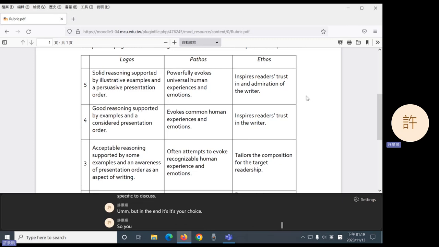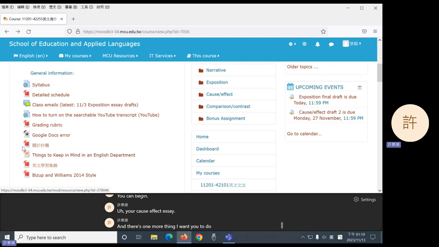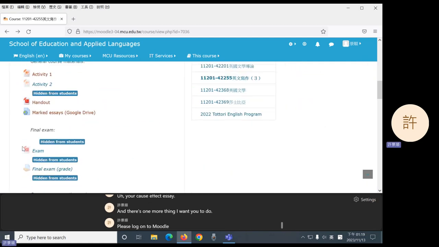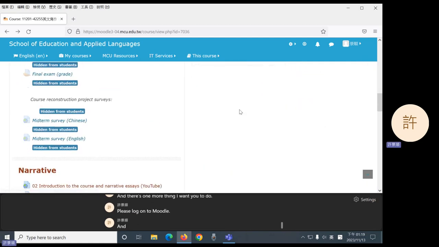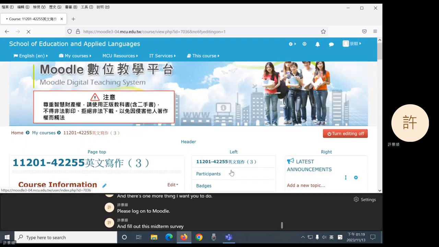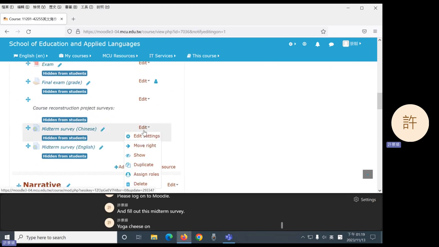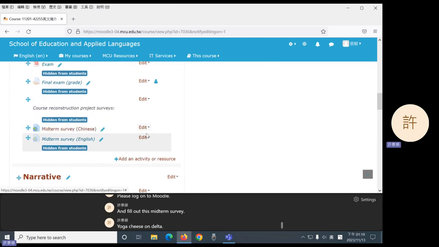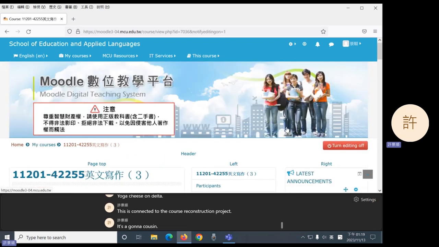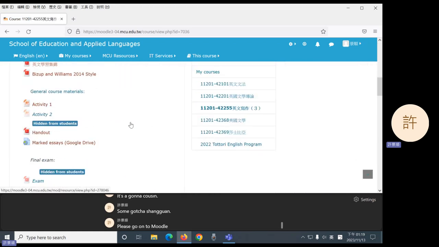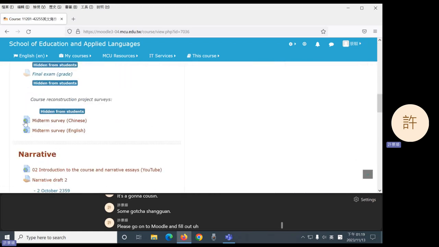So you can finish your exposition essay, you can begin your cause-effect essay, and there's one more thing I want you to do. Please log on to Moodle and fill out this midterm survey. 有一个期中调查. This is connected to the course reconstruction project. 这个跟那个课程重构计划相关. Please go onto Moodle and fill out the midterm survey.